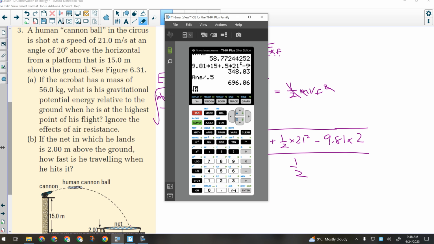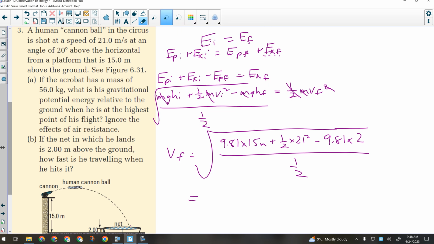Square root that. Okay, so when they hit the safety net, they'll be moving at 26.4 meters per second. Okay, so I didn't need any of the projectile motion stuff to do part B. Now, questions on part B? All right.